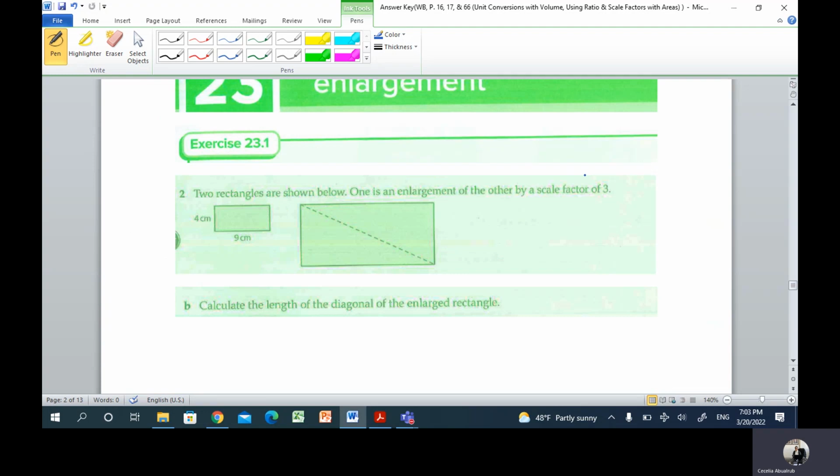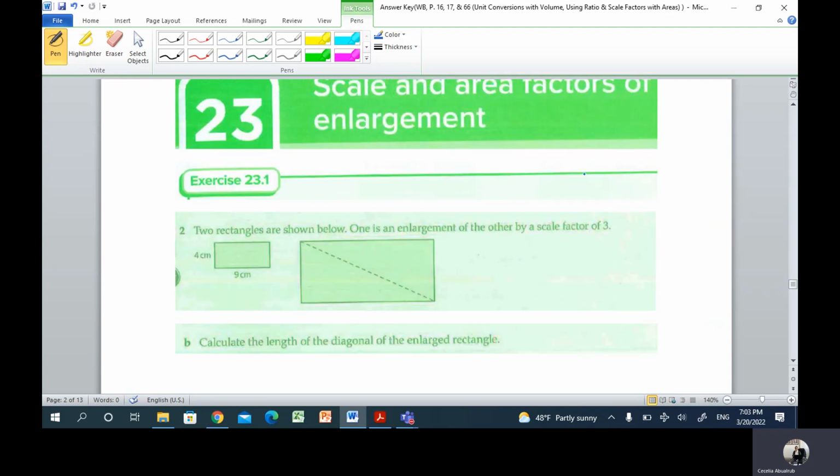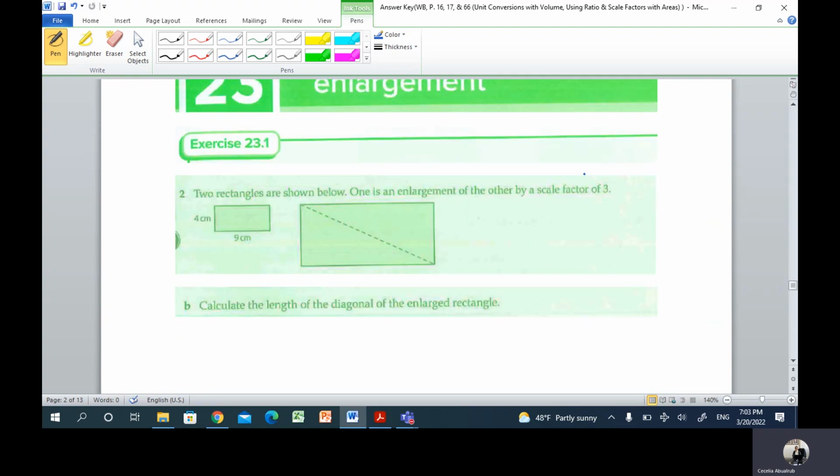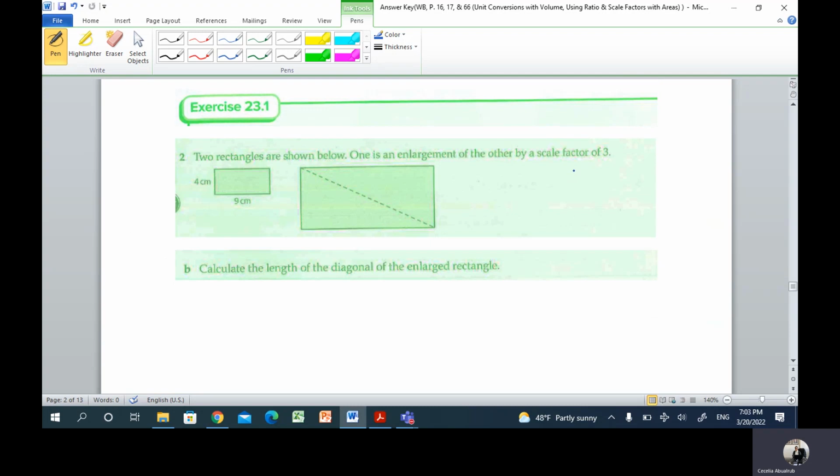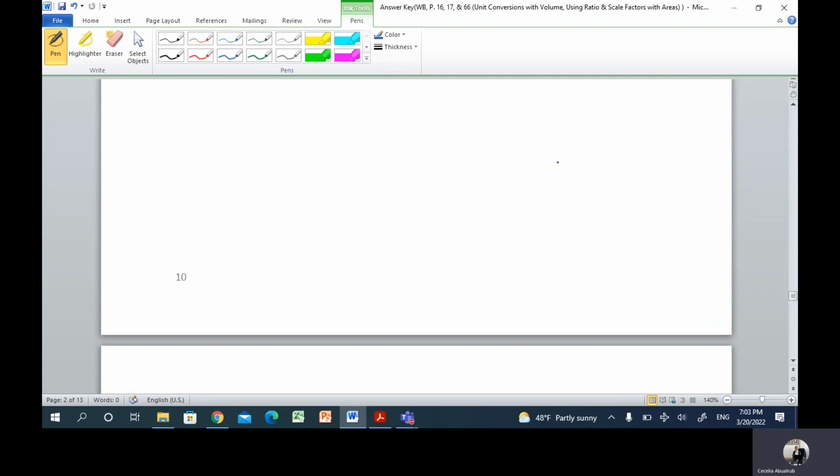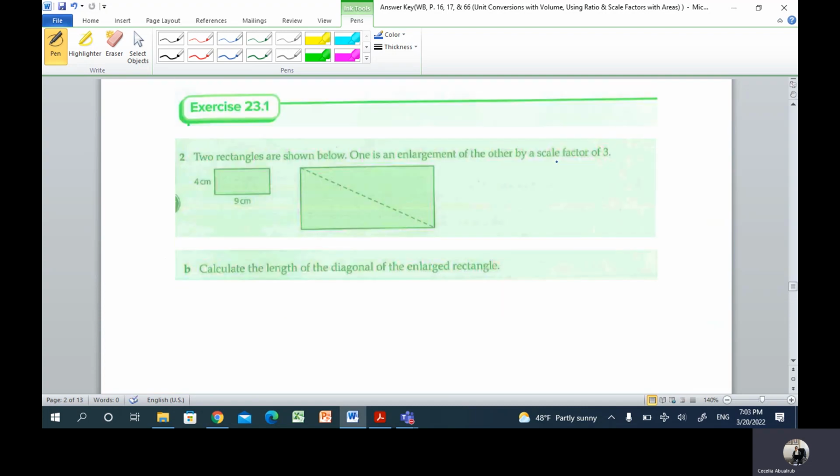Okay, let's move to the next. Two rectangles are shown below. One is an enlargement of the other by a scale factor of 3. Calculate the length of the diagonal. So they want us to calculate the length of the diagonal. So we're going to do the exact same thing. What's given to us is the scale factor that is equal to 3.